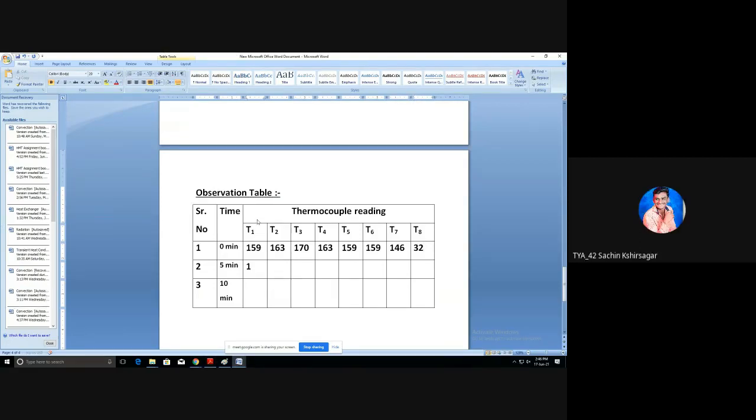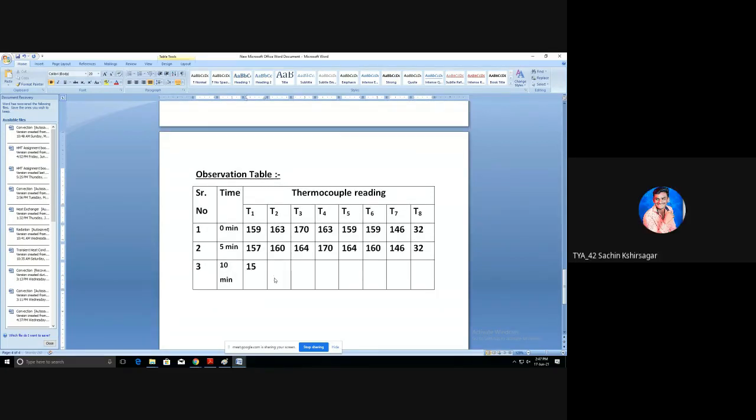Next, second reading. T1 157, T2 160, T3 164, T4 170, T5 164, T6 160, T7 146, and T8 32. Okay. The next, third reading.